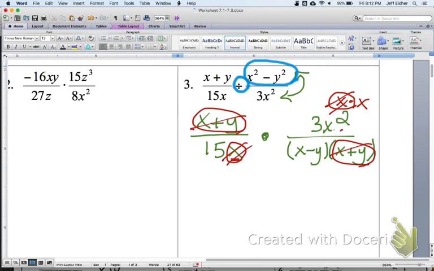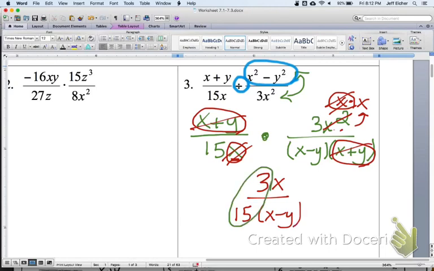And now it's kind of messy, so I'm just going to rewrite this. Left in the numerator, I have a 3x, because this x squared became that single x. And then we have a 15 times x minus y. So I see that the 3 and the 15 have a common factor of 3. So divide by 3. And we have this answer. And you should not try to divide this x with this x. They're not common factors, so we should leave those alone. So that would be our final answer.